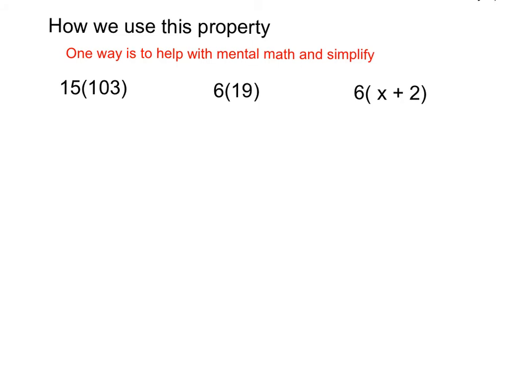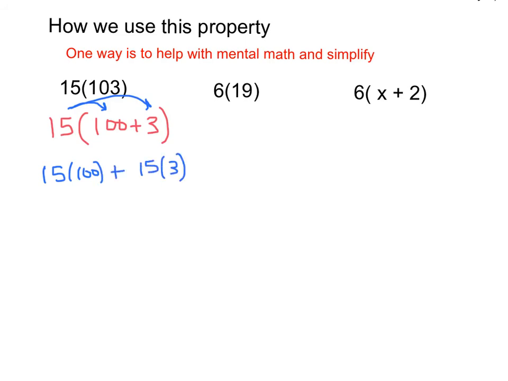And so we can use this kind of reverse style of the distributive property and say this problem is also the same thing as 100 plus 3 in parentheses times 15. Then using the distributive property, I can multiply these two things together. So 15 times 100 plus 15 times 3. Doing so, I get 1500 plus 45, and then I get 1545 as a final answer.